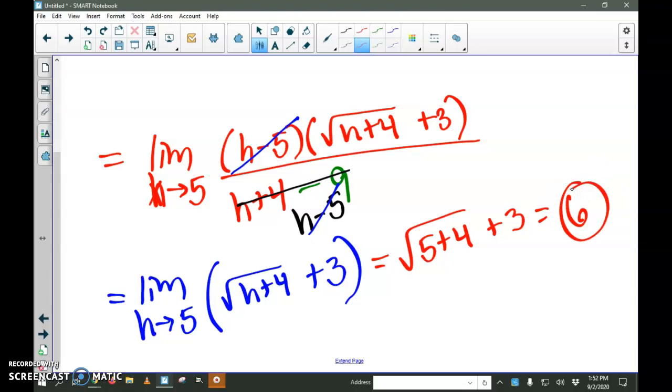Moral of this story, you're going to have to manipulate your expression or your function if you substitute in and you get an indeterminate answer. One way to manipulate is to factor. You could use trig identities, or you could multiply by the conjugate.